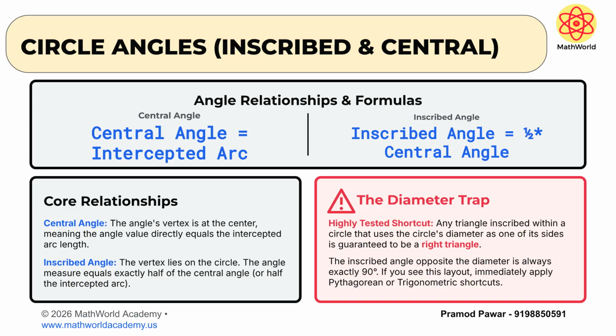The diameter trap is highly tested. If you see a triangle inscribed inside a circle and one of the sides is the circle's diameter, that triangle is bound to be a right triangle. The angle opposite the diameter is always exactly 90 degrees. If you spot this, you can immediately pivot to SOHCAHTOA or Pythagorean shortcuts.